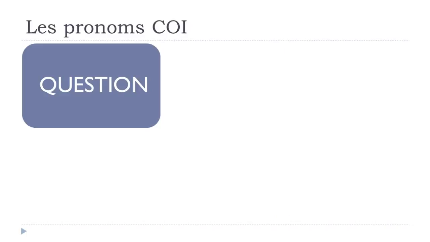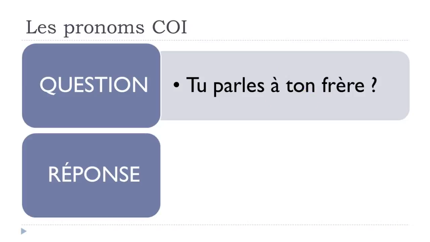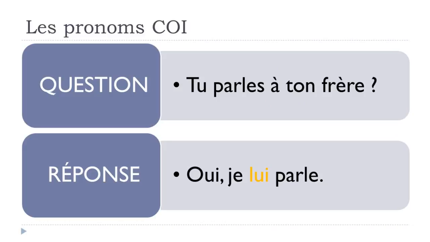Let's see now the same question. Tu parles à ton frère. The idea in that case, of course, is to avoid repeating this part here, the complément d'objet indirect, and to replace it with the pronoun. So first we know that it's indirect because we've got the preposition here. We know here that it's masculine because it's brother, and we've got the information here because it's ton. So we've got all the elements to reply using the pronoun.